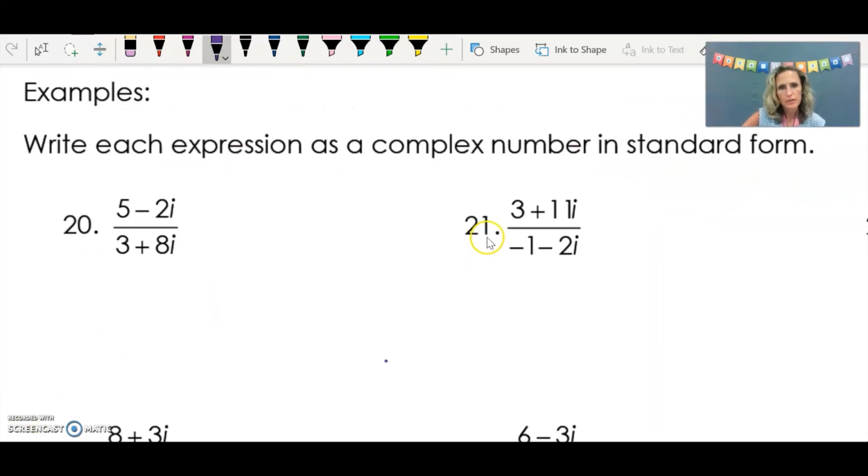All right, so here's example 20, and I've zoomed in so I have plenty of room to write.